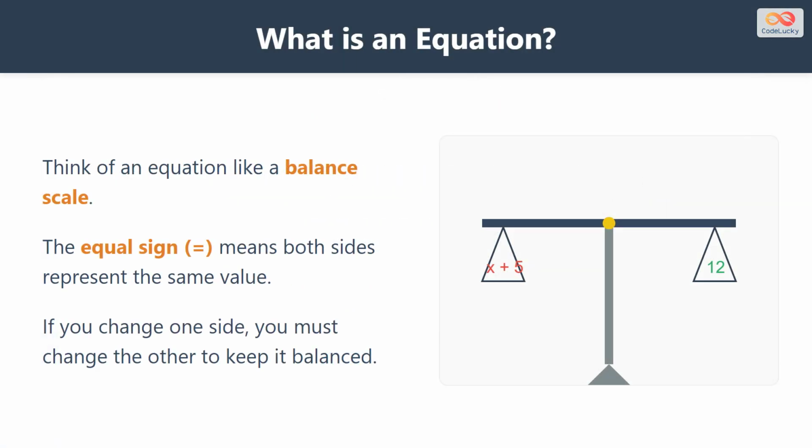Before we start solving, let's understand what an equation actually is. Imagine a balance scale. The equal sign in the middle tells us that everything on the left side has the exact same value as everything on the right side. If the scale is balanced, the equation is true.